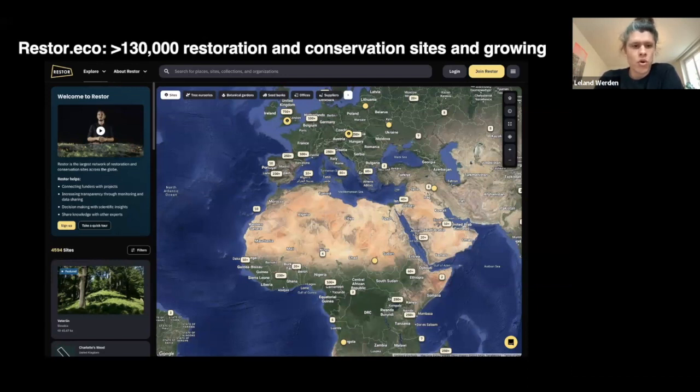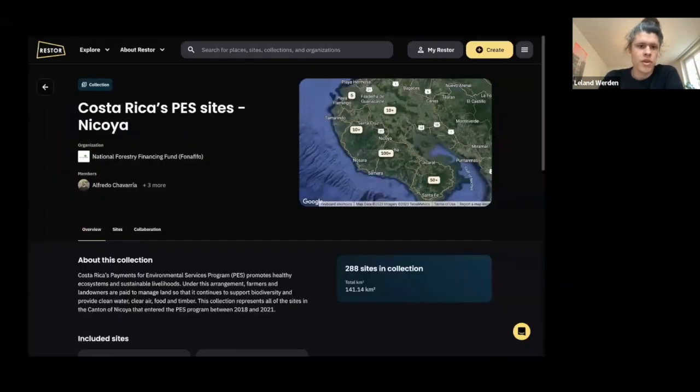So essentially, you can go to Restore, it's completely free. Hopefully some of you already know about this, and you can put your projects on the platform to show what you're doing. You can have a short description of it, and you can also use this to find other people that are working in your area. So for example, if you zoom in closer, this is an example in Costa Rica, in this really large scale payment for ecosystem services system, in which farmers are given incentives for restoring and conserving their ecosystems.